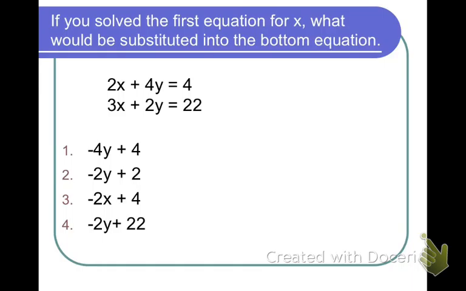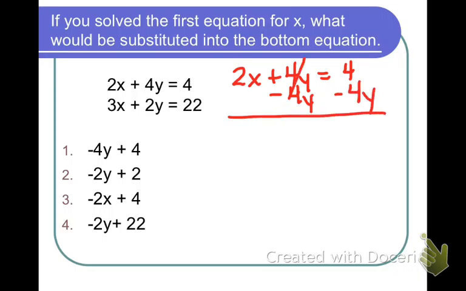So let's solve the first equation for x. We will subtract 4y from both sides. These are not like terms. So we'll get 2x is equal to negative 4y plus 4. We will divide everything by 2.